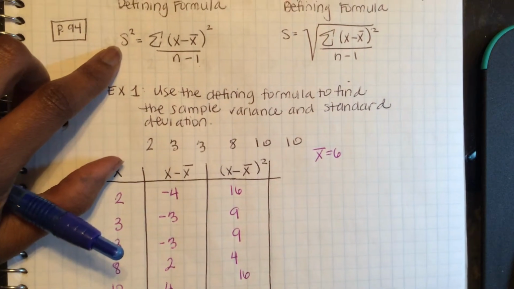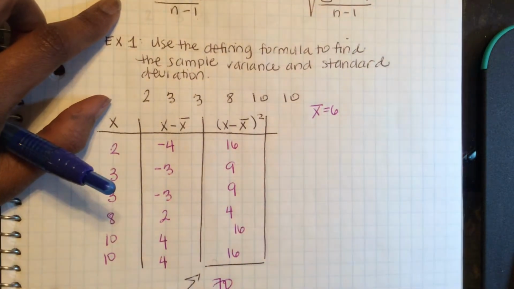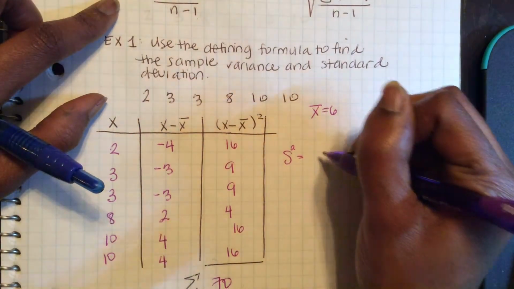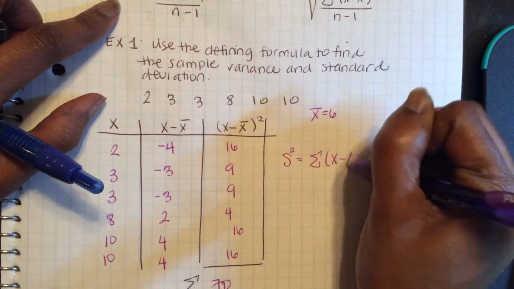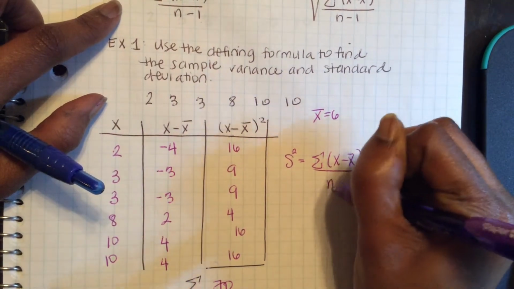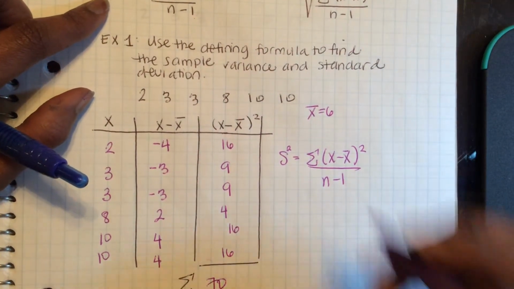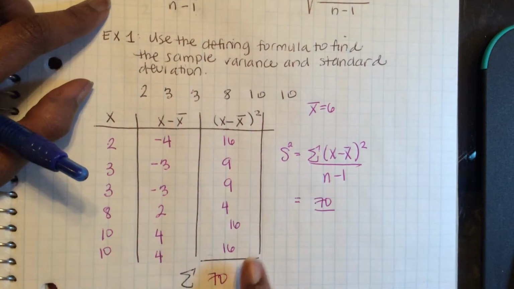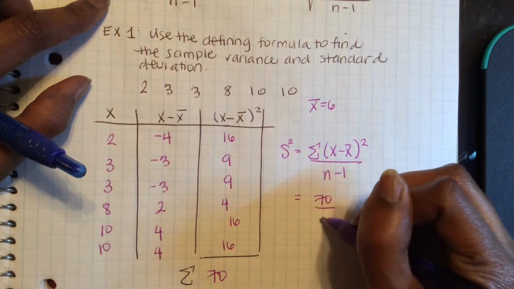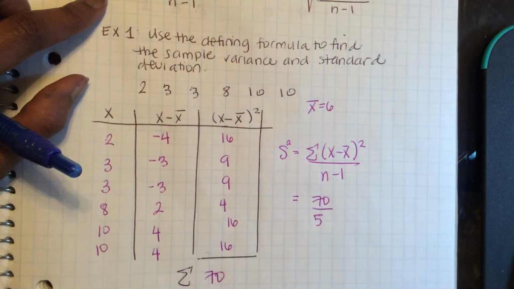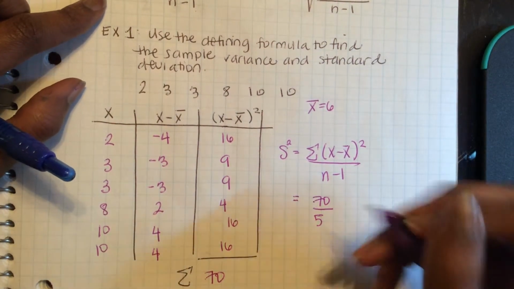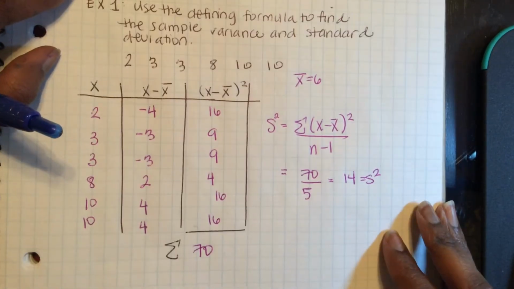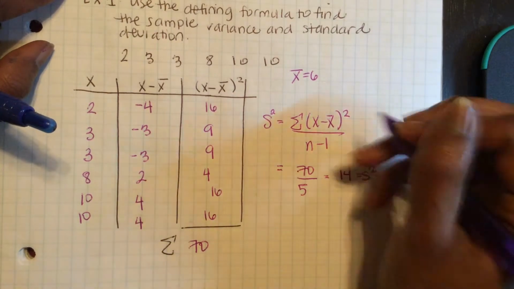So remember, I'm using this formula here. My sample variance, s squared, is the sum of x minus x bar squared over n minus 1. Well, in this case, this sum is 70, and n minus 1 is 6 minus 1, which is 5. So 70 divided by 5 is 14. That is my sample variance.